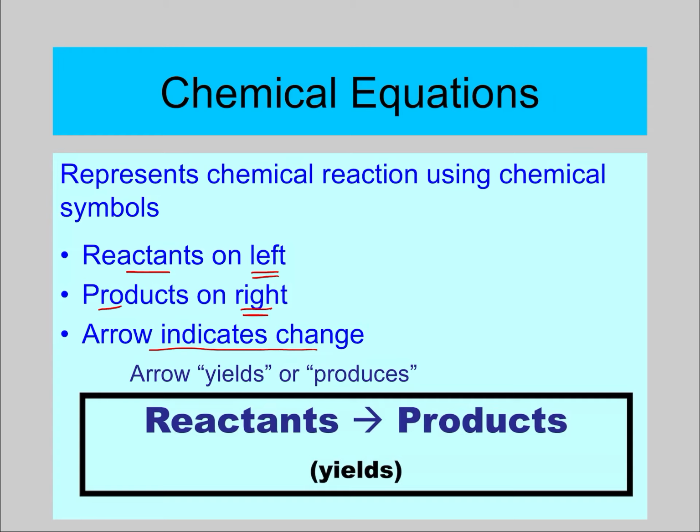So when we read the word arrow, we think of yields. So reactants yields products. And it's always going to be in this way, left to right, because that's how we read, is left to right. So those are the three things they always have in common: reactants, an arrow, and products.